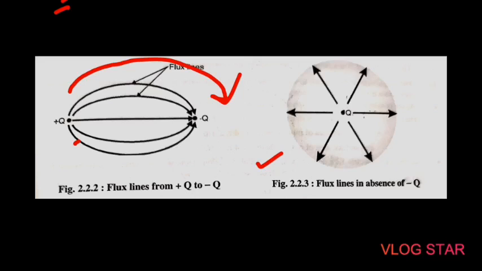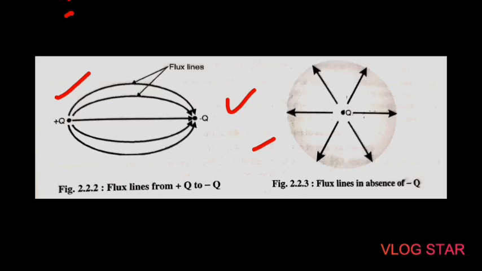The first property is that the flux lines always start from positive charge and end on negative charge. So we can see this is positive charge, that is plus Q, and it terminates at the minus Q, that is negative charge. The second property: if only positive charge is present and negative charge is not existing, then the flux lines terminate at infinity, like in figure 2.2.3. So here only positive charge is present, negative charge is absent, so that's why the flux lines terminate at infinity.